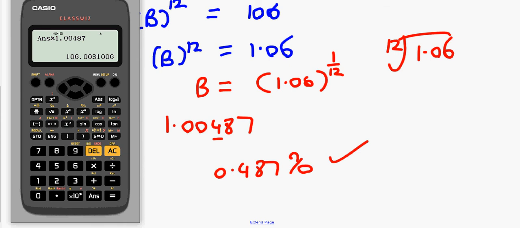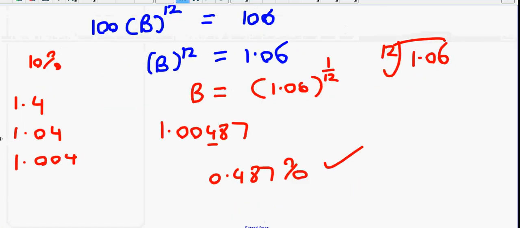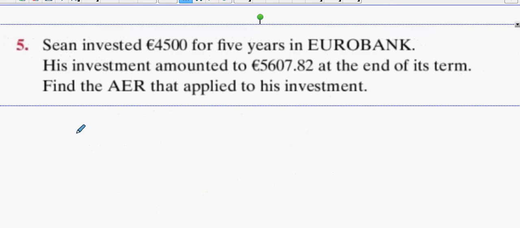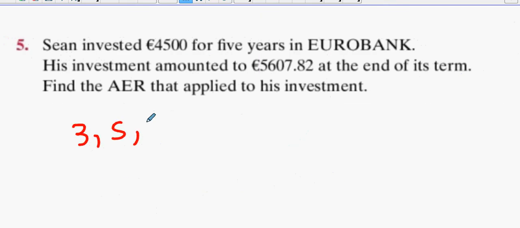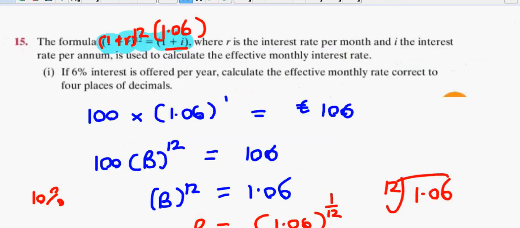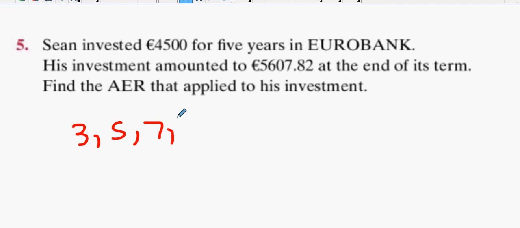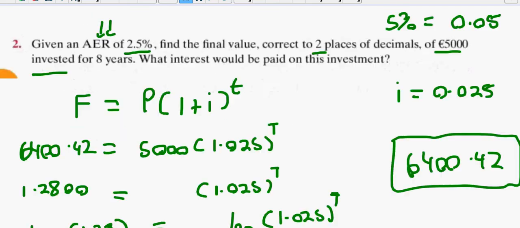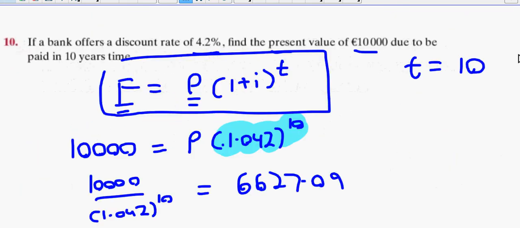For homework tonight, here's what you're going to do. You're going to do 3, 5, 7, 9, 11, 13 and 15. And for 2, what do I do? 2, 10 and 15.